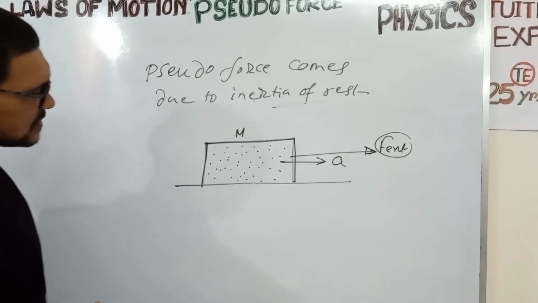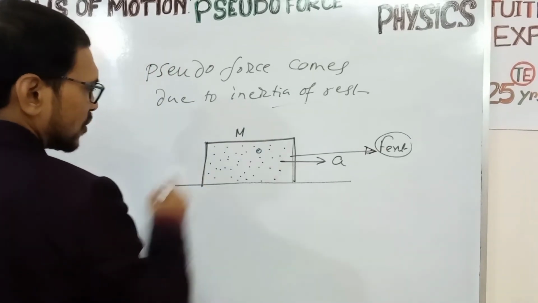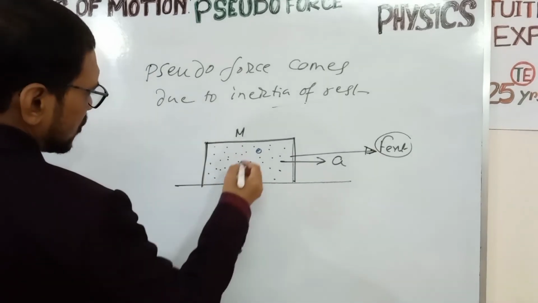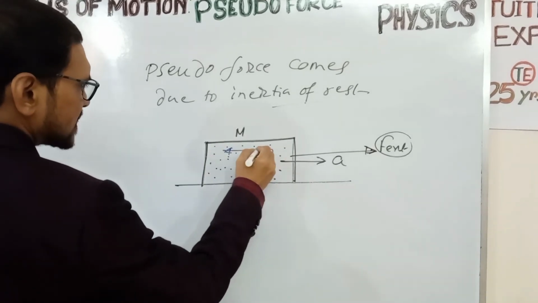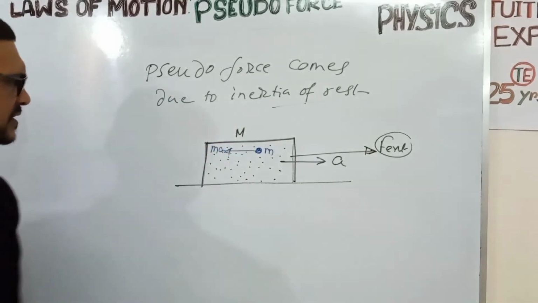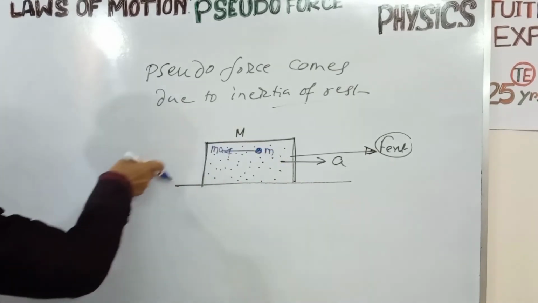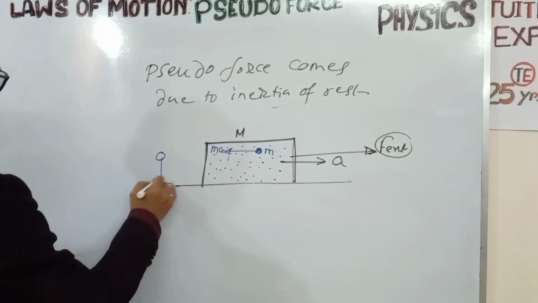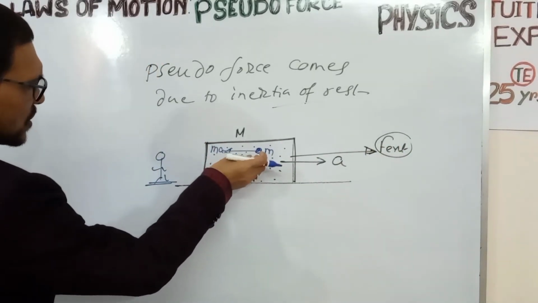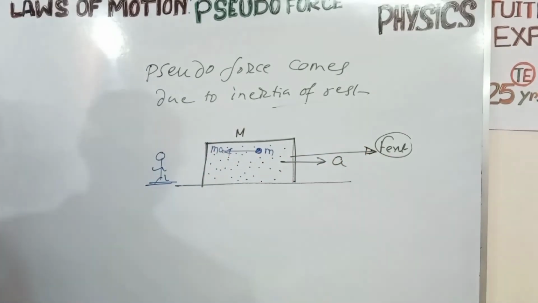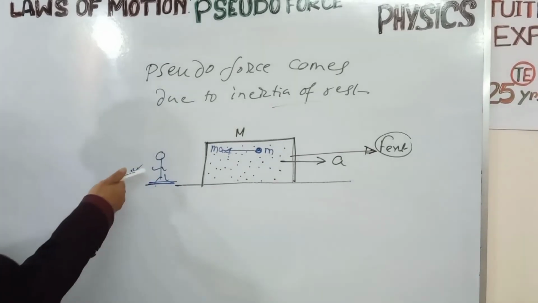Now what is the actual force acting on every particle? That force is called pseudo force. If the mass of a particle is m, then the pseudo force acts in the opposite direction, ma. Now we cannot realize that the force actually exists. We observe from outside that the whole system moves with an acceleration a. So we cannot realize the pseudo force from the inertial frame of reference, that is, from the ground.